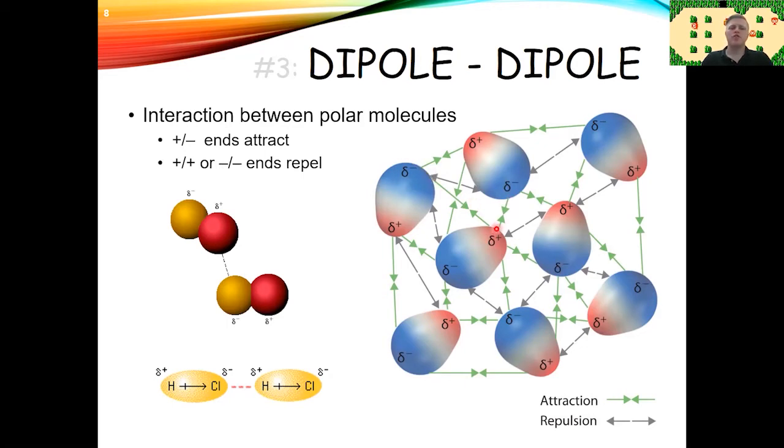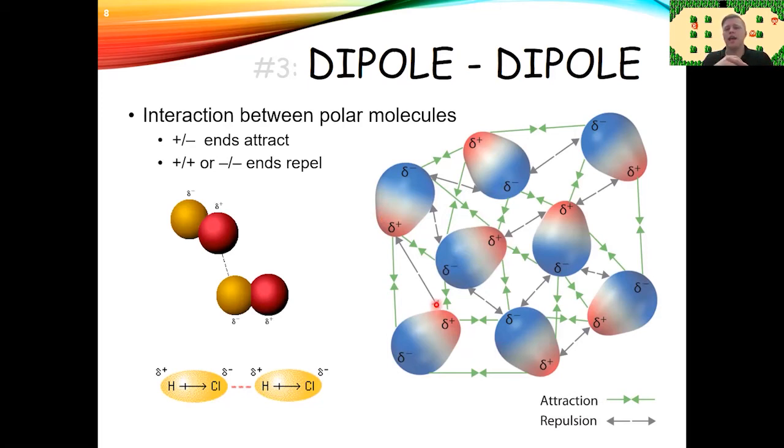It can also be interacting with the partial negative here, the partial negative here, partial negative over here. So it's going to have a stronger attraction to molecules that are closest to it. But the idea is that it's not an exclusive relationship. This guy is going to be attracted to anything it can see that has a partial negative. Similarly, the partial negative is going to be attracted to everything with partial positive.